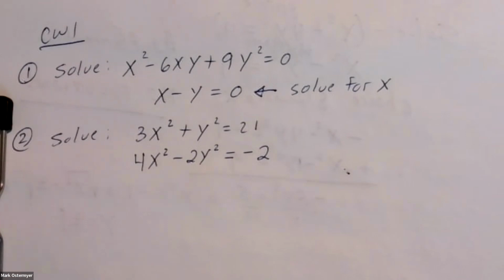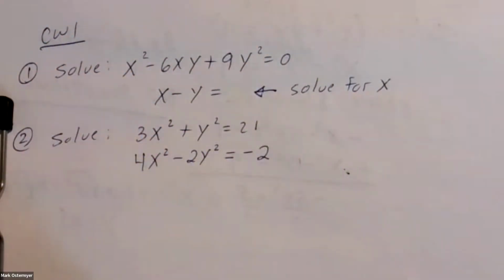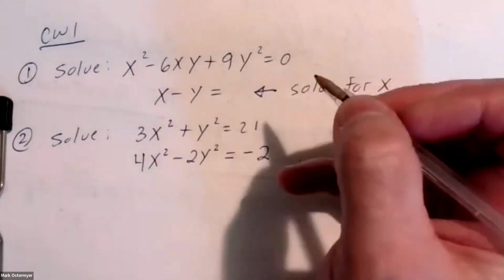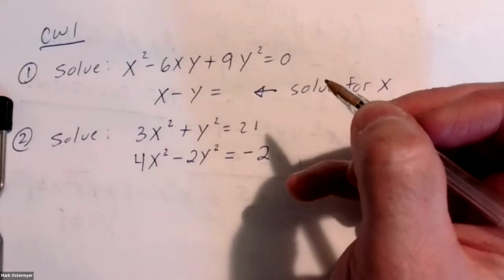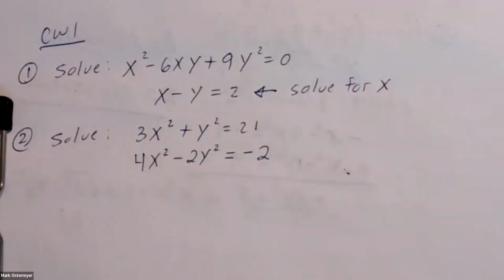Oh, I do apologize. For the first system, it should be x minus y is equal to 2. I do apologize for that. So it should be x minus y is equal to 2. But still solve for x in terms of y.